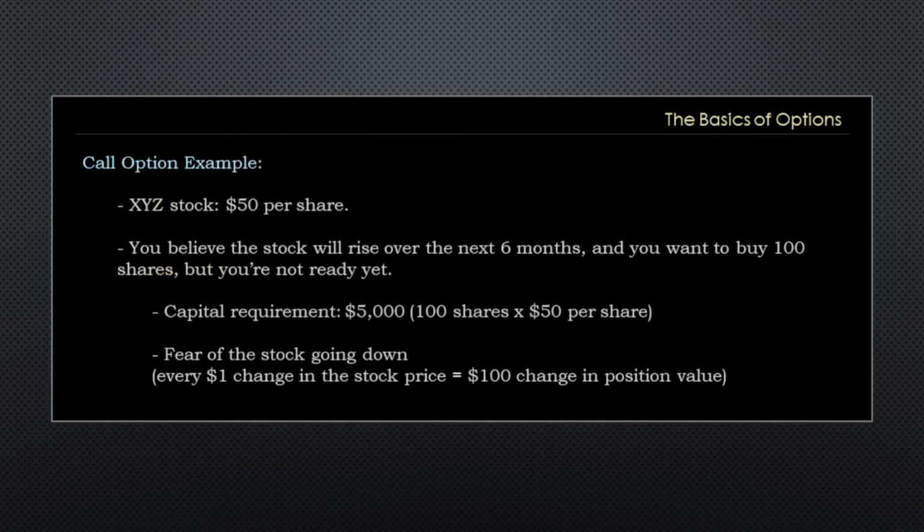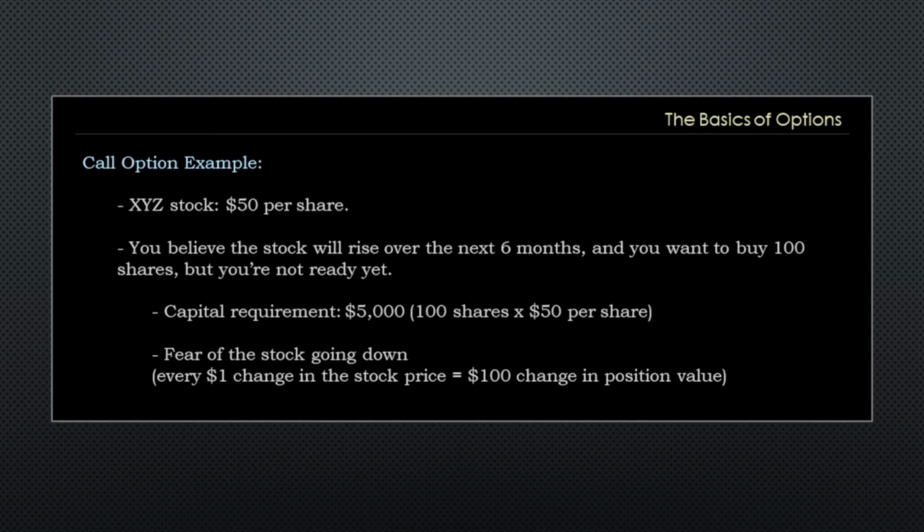Let's look at an example of a call option. XYZ stock is priced at $50 per share. You believe the stock will go up over the next 6 months and you want to buy 100 shares, but you're not ready to buy the shares yet. This can be for a variety of reasons. Maybe you're unable to commit capital at that moment, as 100 shares at $50 per share would cost $5,000. Or you're afraid of the stock going down, since you would lose $100 for every $1 drop in the stock price.